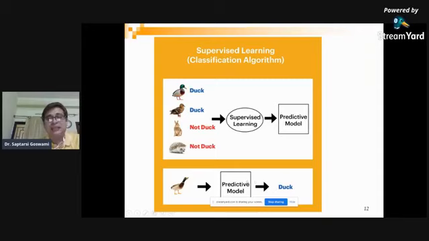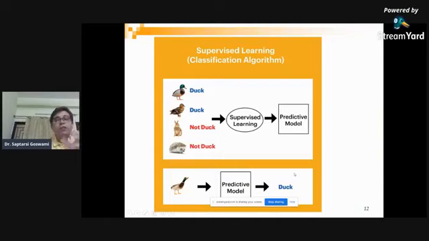Okay, or label it as duck. So this is how a classification algorithm works. Important things to note is that there are two phases. This is called the training phase. This is your prediction phase, where you are actually doing the prediction.